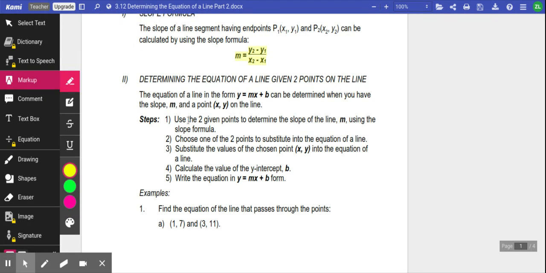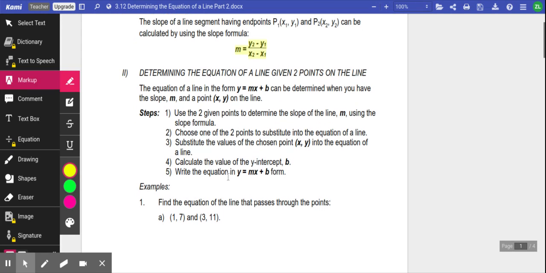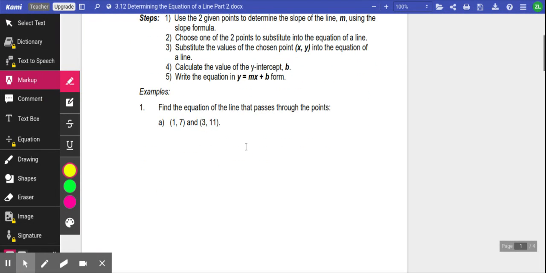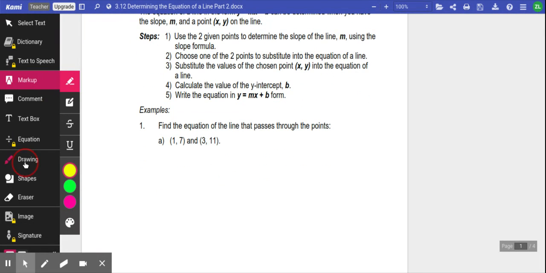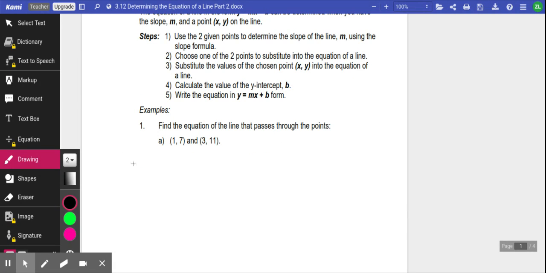From that, we're going to put this all together now and use the 2 points to find slope. Then we're going to pick a point to substitute into the equation, so the x and y. And then from there, we're able to find b and finally come up with our final form. So if we draw this out, and bear with me the best we can, I'm going to call this 1, 7, P1, and 3, 11, P2.